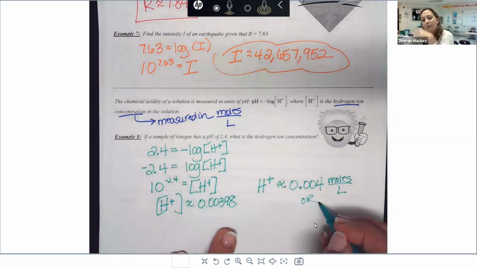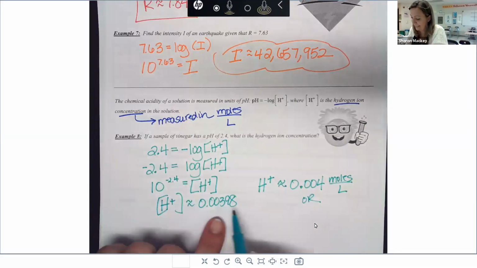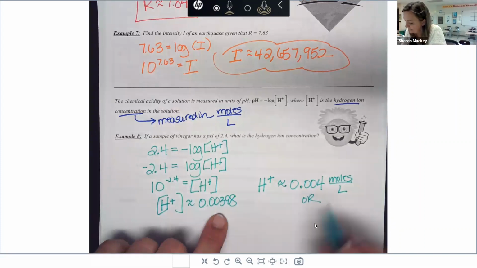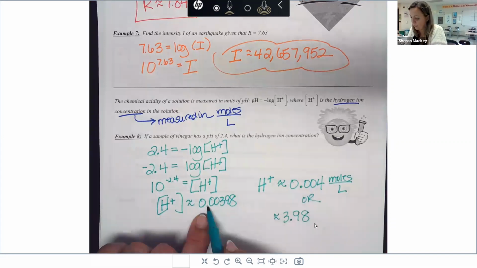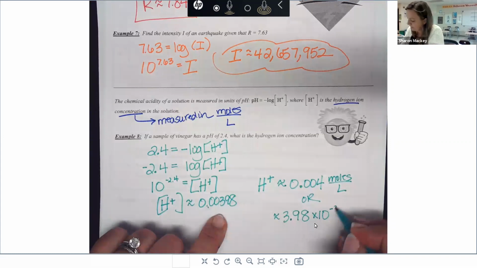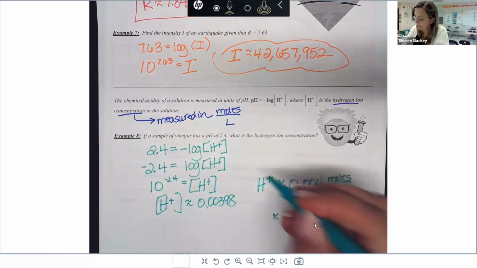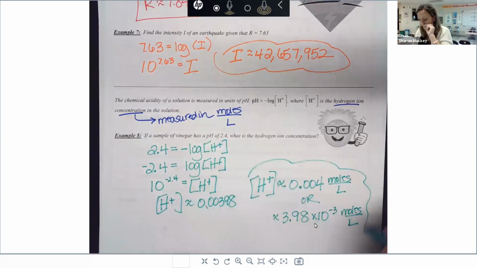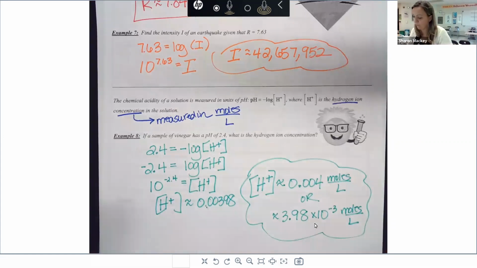Notice that our numbers can be very big or very small in these cases. And so if you wanted to write it in scientific notation, you could say that it would be about 3.98, and then notice 1, 2, 3, so times 10 to the negative third moles per liter. I'm not sure the way that they sometimes express these different pieces, but just in case there's an answer in your text or whatever that's in scientific notation, just wanted a quick review of that.